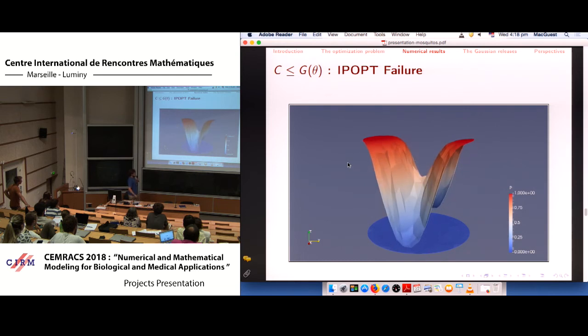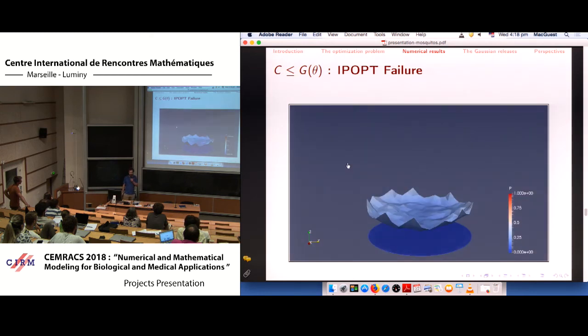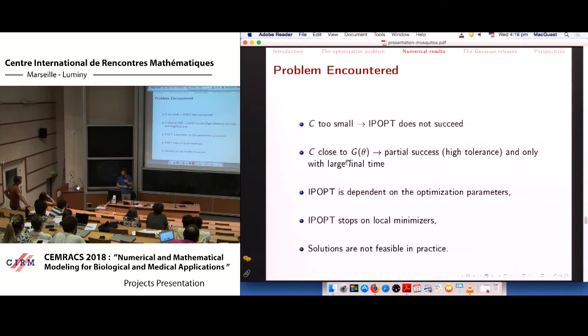Now, why it doesn't work, we're still trying to figure it out. I think we know pretty well the error messages of IPOpt by now. But essentially, I don't have a definitive answer to give you. And so, yeah, as a summary, in this case, it's whenever we consider a small total amount of mosquitoes.